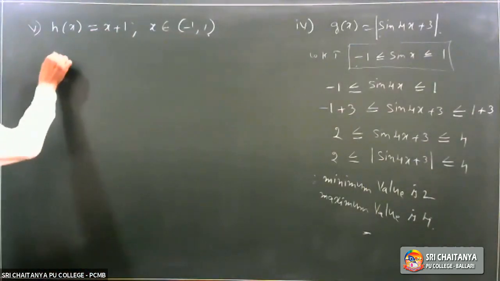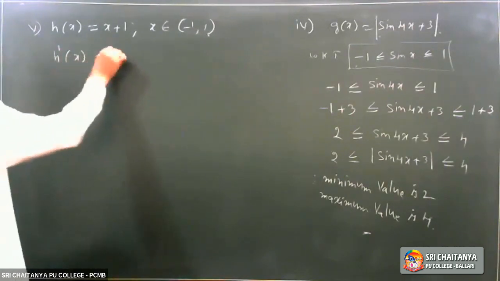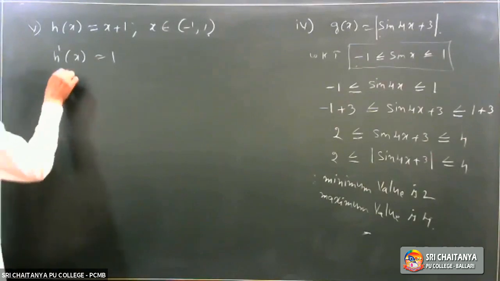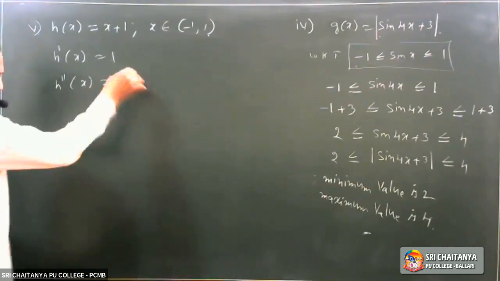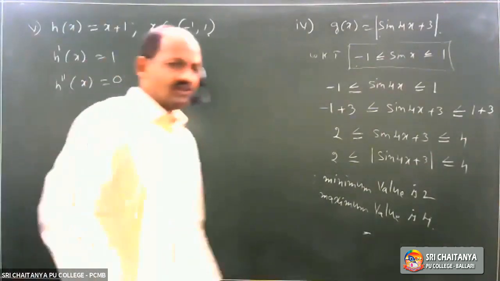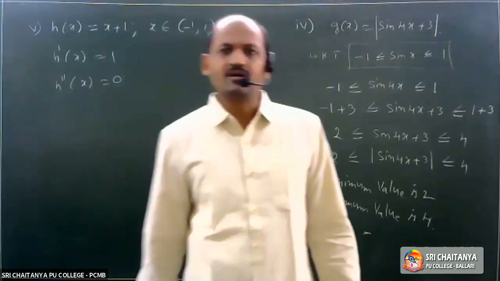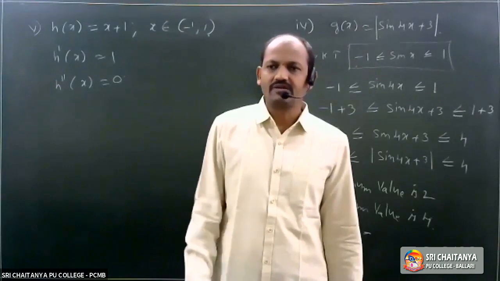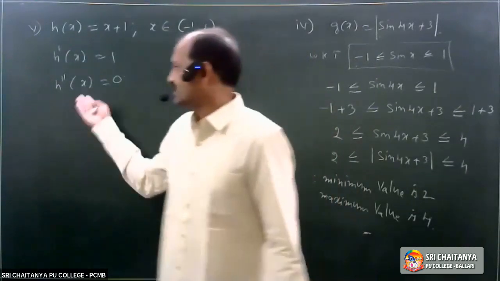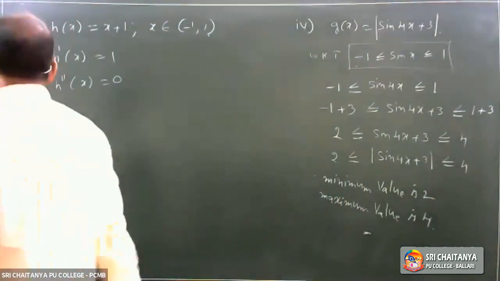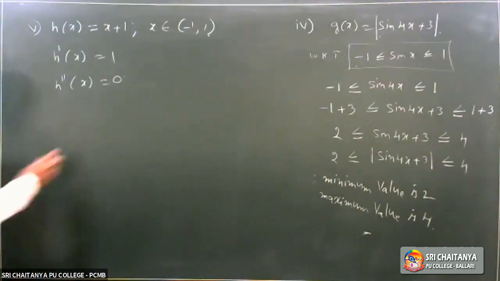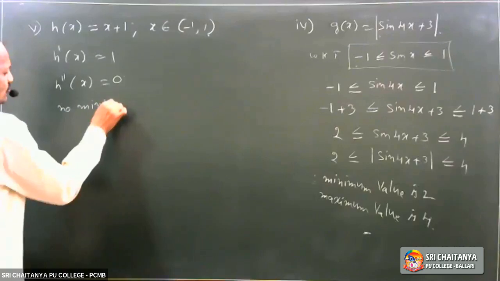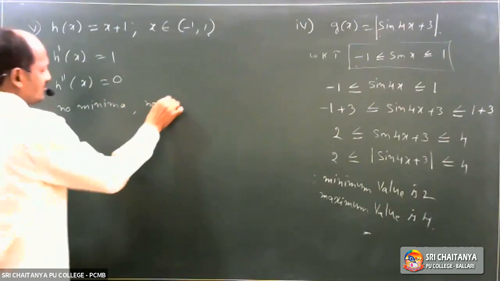The first derivative is 1. The derivative of x plus 1 is 1. What about the second derivative? It is 0. If the second derivative is 0, there is no minima, no maximum. If the second derivative is positive, there is a minimum; if the second derivative is negative, there is a maximum. Here the second derivative is 0, so no minima, no maxima. Therefore, no minima, no maximum.